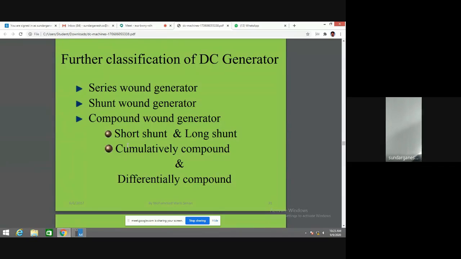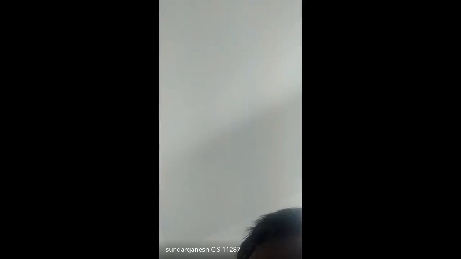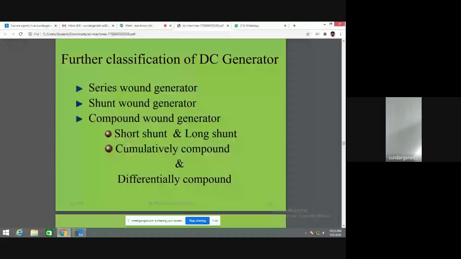A compound wound generator has two field coils. Depending upon these two field coil connections, it may be short shunt or long shunt. If the armature is connected in parallel with both field coils, it is known as long shunt. If it is in between these two, it is short shunt.